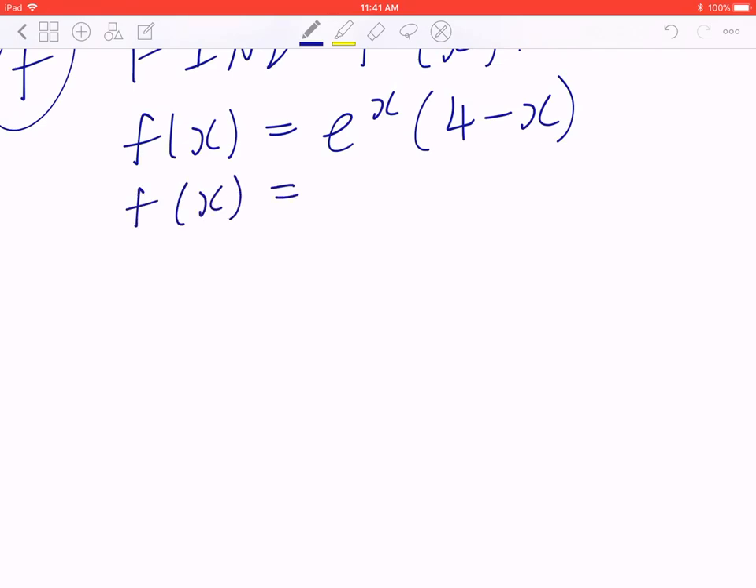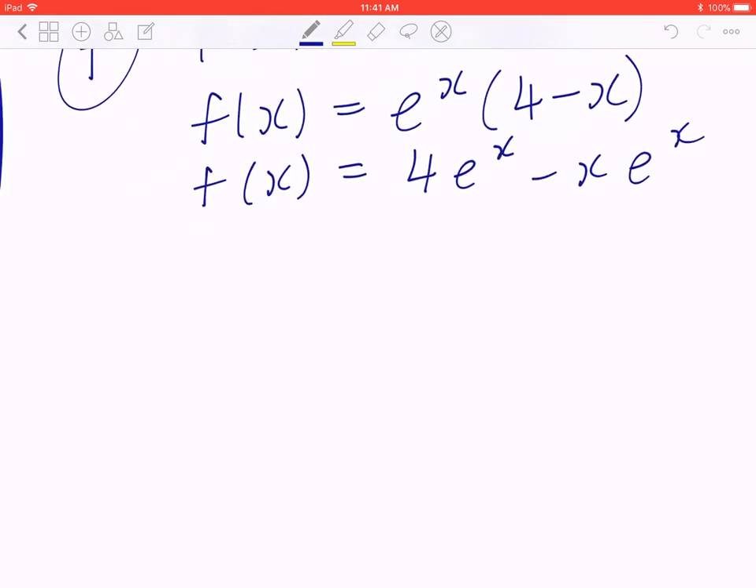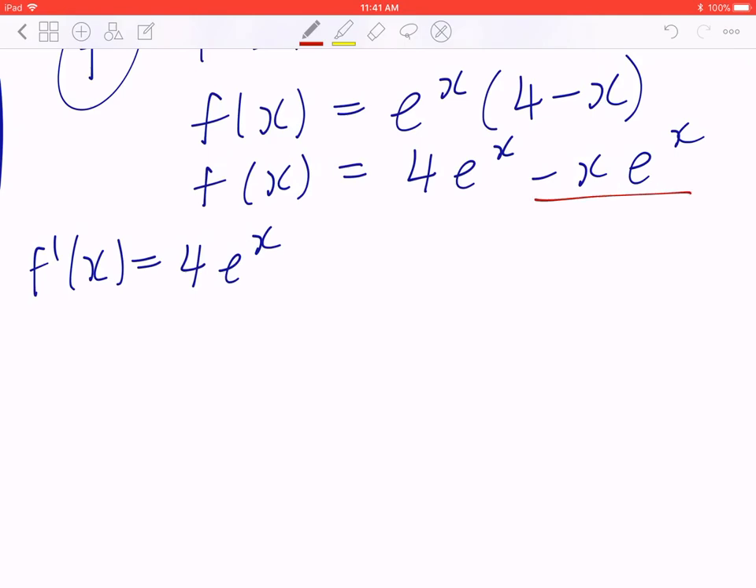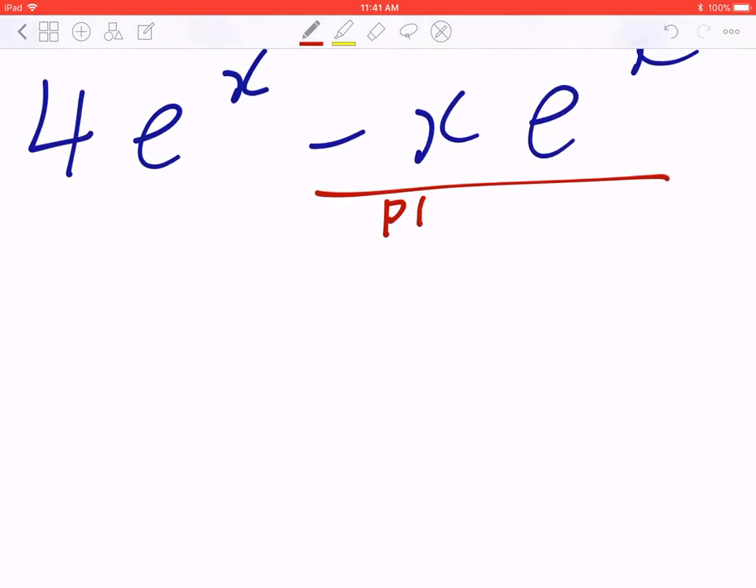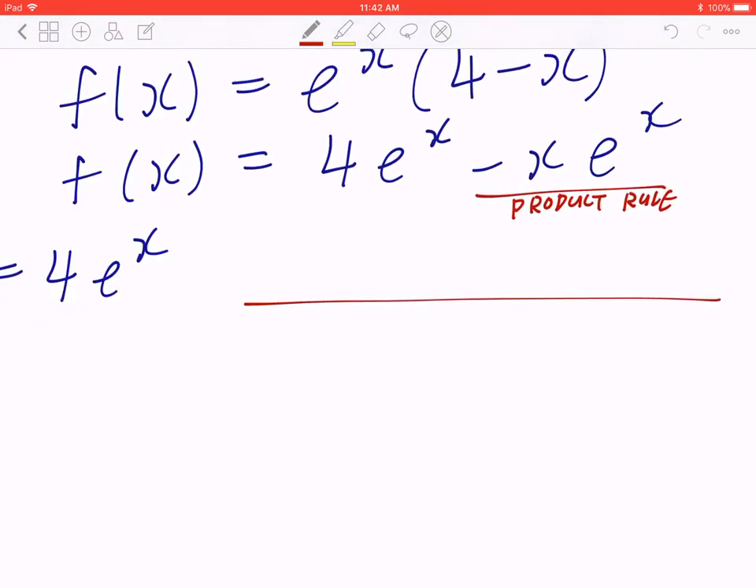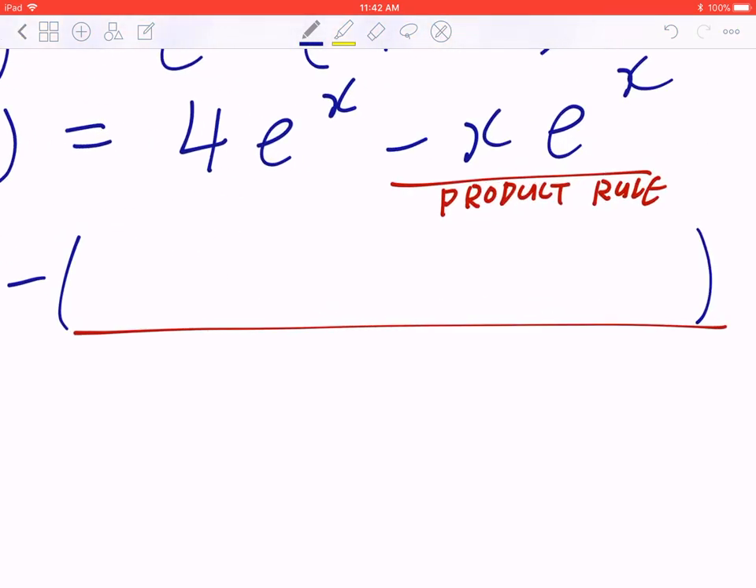So one approach is to expand this and make it 4 times e to the power of x minus x times e to the power of x. So now, when you find f prime, this equals 4 times e to the x. Again, this second part that we're looking at, you're applying the product rule. And because we're applying the product rule, it's important to put a bracket so you can keep track of all the plus and minus signs.